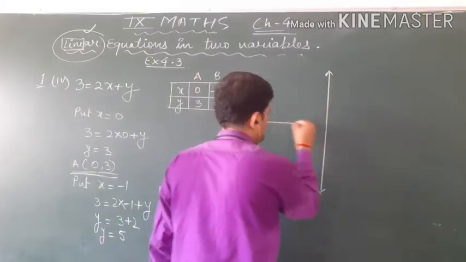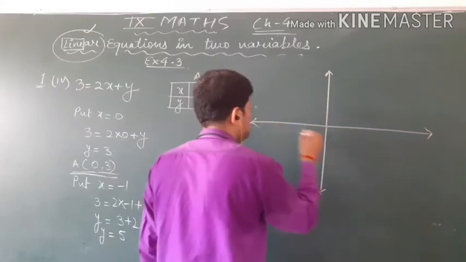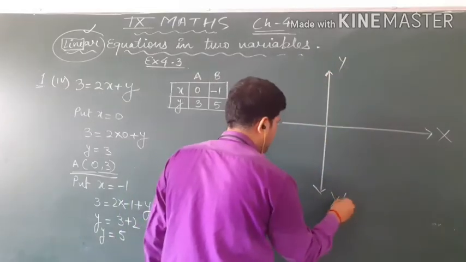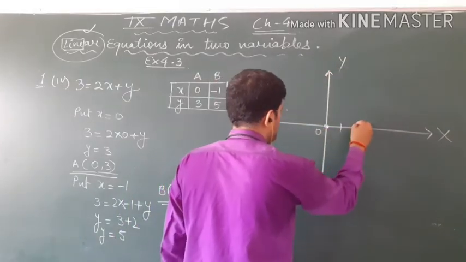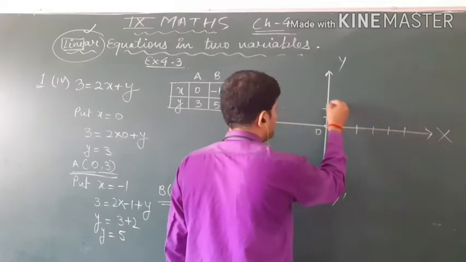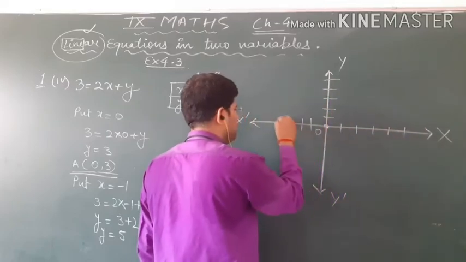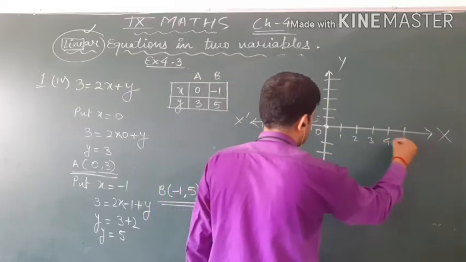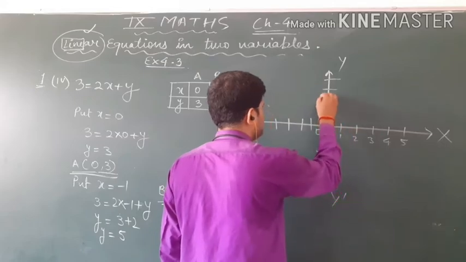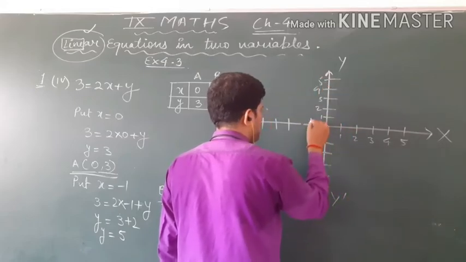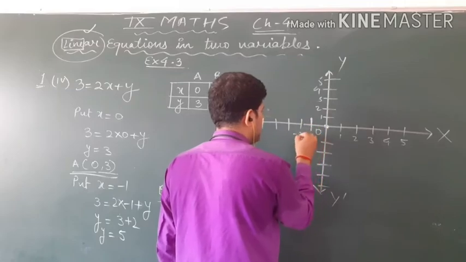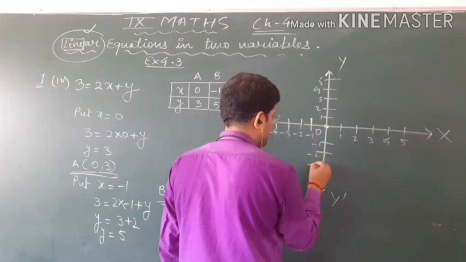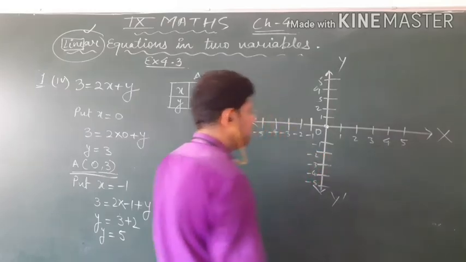Again the same Cartesian plane. This one is x dash, x, y and y dash. This one is 0, then 1 2 3 4 5 positive on this side. This one is also 1 2 3 4 and 5. But here we are going with the negative sign, minus 1, minus 2, minus 3, minus 4 and minus 5. Here also the negative, minus 1, minus 2, minus 3, minus 4 and minus 5.